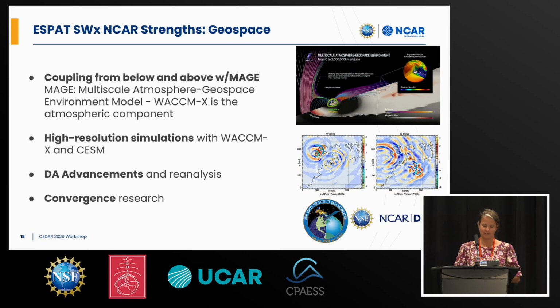So I'm going to briefly talk about the capabilities that we mostly have at NCAR for this problem, and they largely revolve around modeling. NCAR is very involved in the coupling from below and above effort with MAGE, and WACCM-X is the flagship model produced by HAO and NCAR, and that's the atmospheric component of MAGE. We also do a lot of high-resolution simulations. Han-Li, I believe, is coming in late, but he's been running 25-kilometer simulations with WACCM. And WACCM is part of the CESM, the Community Earth System Model, that's the low-top version.